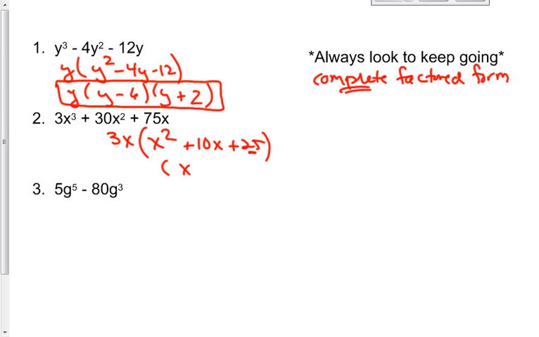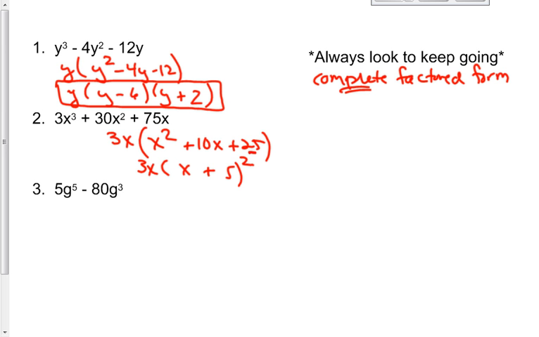x squared comes from x, 25 comes from 5. x times 5 doubled gives me the 10 I'm looking for. So this is a perfect square trinomial, which would become x plus 5 quantity squared. Don't forget about the 3x that you took out from the very beginning. That is still part of your completely factored expression.